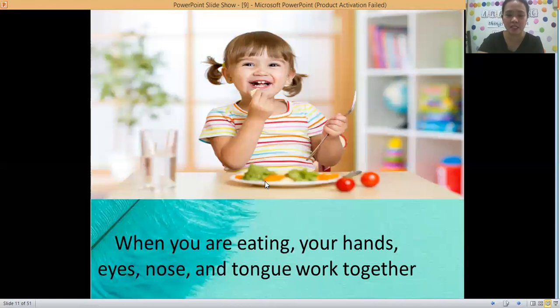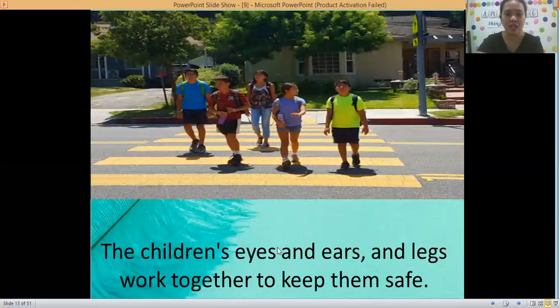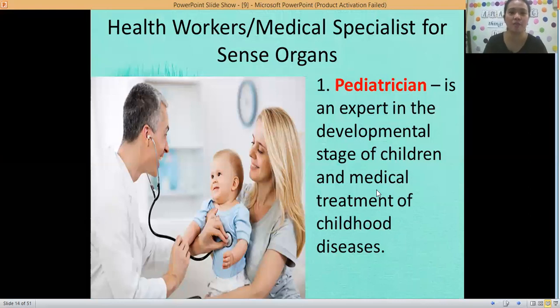Okay, now let's proceed to the sense organs that work together. When you're eating, your hands, your eyes, nose and tongue work together. While you are reading aloud, your eyes, ears, and tongue work together. And when you are crossing the pedestrian lane, the children's eyes and ears and legs work together to keep them safe. And these are the medical specialists or health workers for our sense organs.